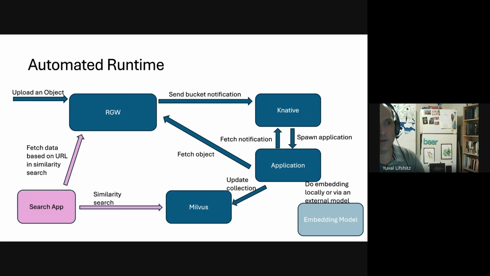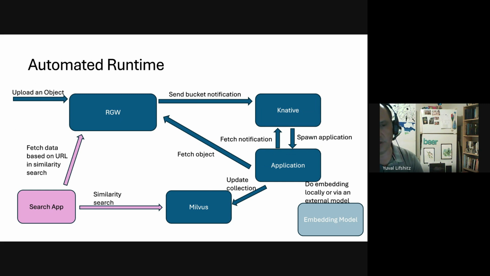And then I'm going to show what we're doing here with the runtime. So when you upload an object to the RGW, based on the configuration that I showed in previous slides, it's going to send the bucket notification to Knative. Knative is going to spawn the serverless function, or if the function is already running, then it doesn't need to spawn it. I mean, it has all the bits in place to do serverless functions correctly.